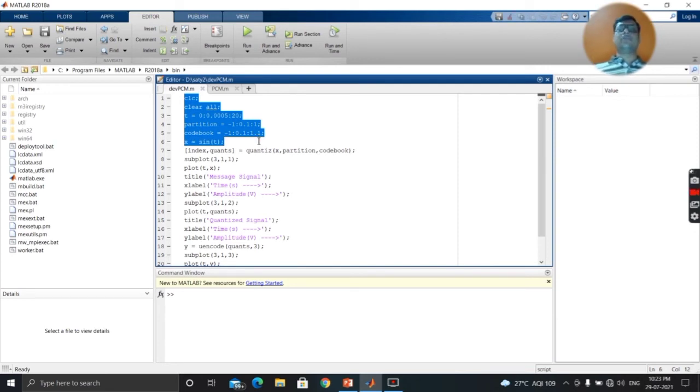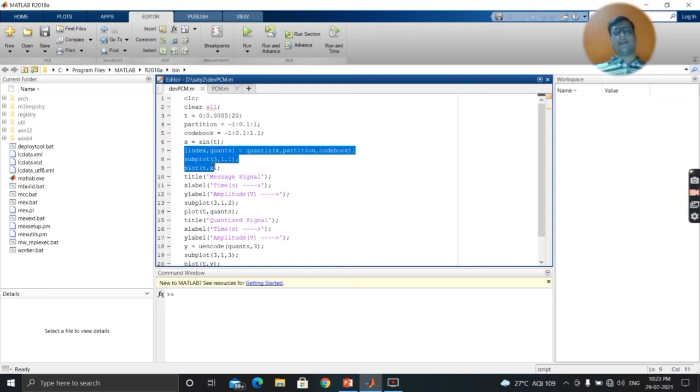Next you need to quantize this signal. So when you are going to quantize, you have to define index comma quants is equal to quantize x, partition comma code book. So this is the command through which we can quantize the input signal. Input signal means this sine signal.